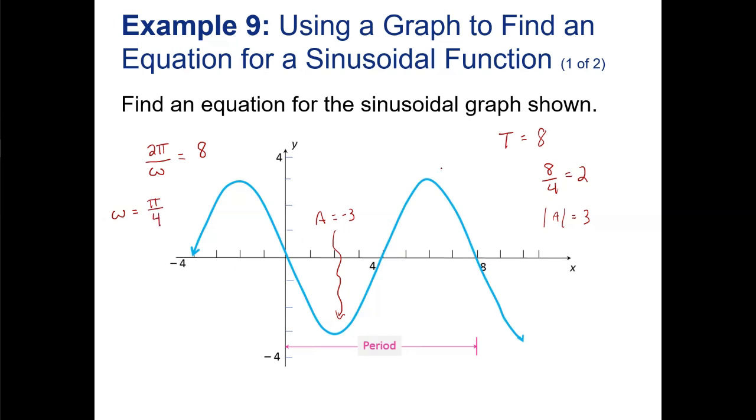All right, so we've got the pieces. We know the amplitude is 3, but A has to be negative 3 because of this point down here instead of up here. So we're going to get y equals negative 3 times the sine of omega, which we know is pi over 4, times x. Okay, that's the graph that we were looking at here.